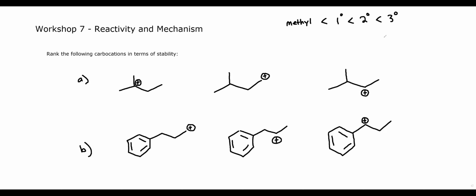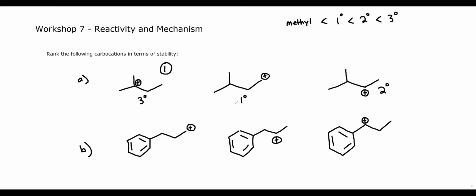Okay, so looking at A, we have three different carbocations to compare. And this one should be pretty straightforward. It's simply comparing primary, secondary, and tertiary carbocations. We have a tertiary carbocation here. This is a primary carbocation. It's only connected to one other carbon. And this is a secondary carbocation because it's connected to two other carbons. So the most stable is going to be this one here.